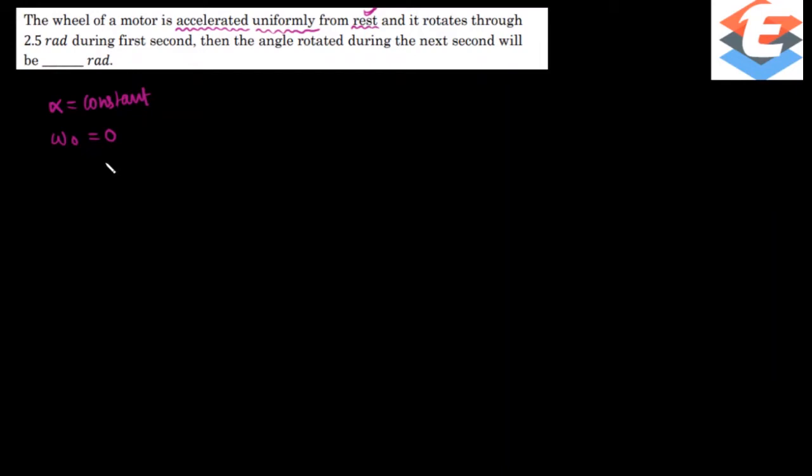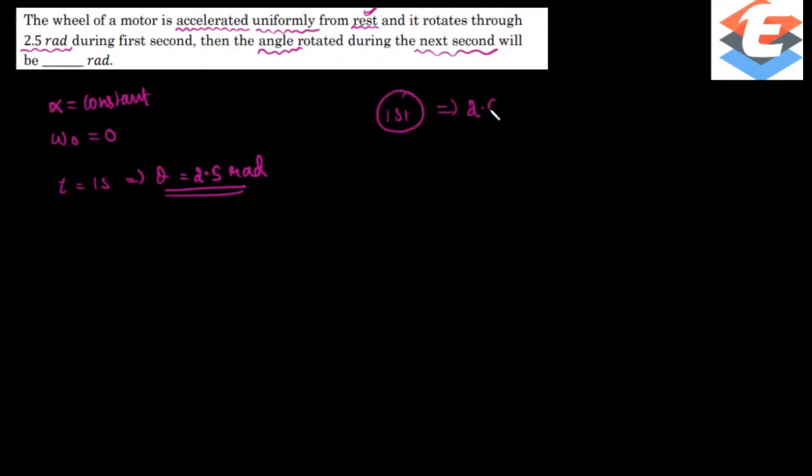It rotates through 2.5 radians during the first second. That is, when time was 1 second, the angular rotation was 2.5 radians. Now they are asking what is the angle which is rotated during the next second. So during the first second, the rotation was 2.5 radians, and now during the second second, what is going to be the rotation? That's what they're asking. Let us try to find out what are all the unknowns.